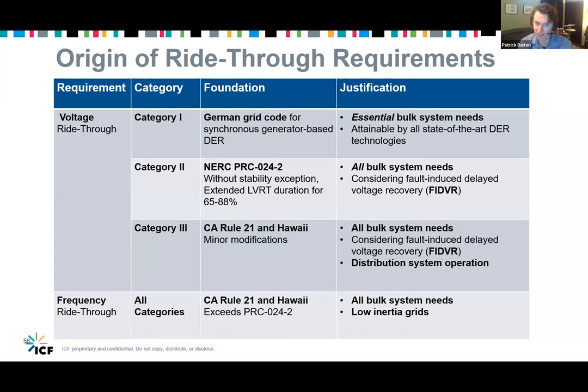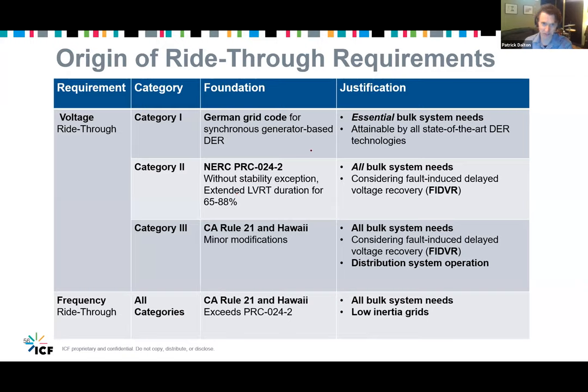But what's unique about category one is it doesn't provide all of the bulk system needs. So if we define all DER as category one, I think we'd be setting ourselves up for bulk system issues in the future. So really we would prefer to, wherever possible, go with category two or category three.